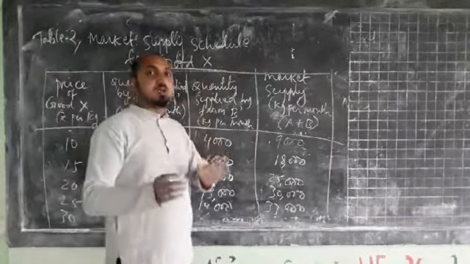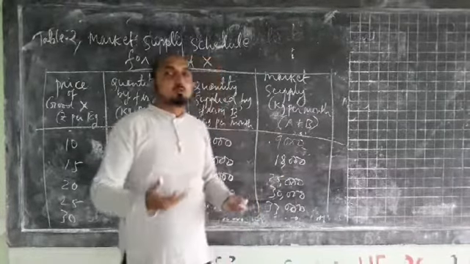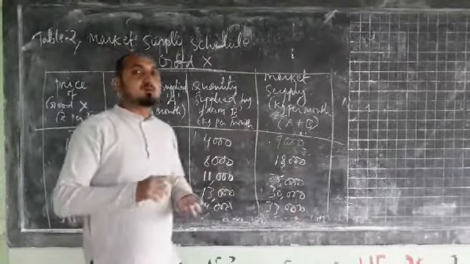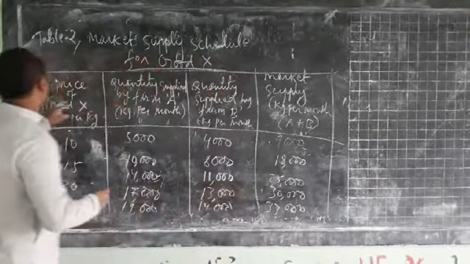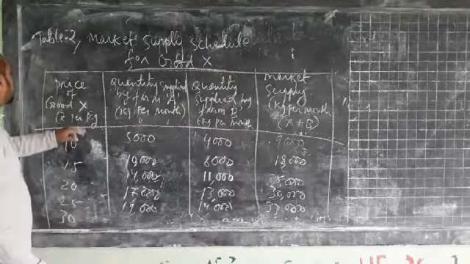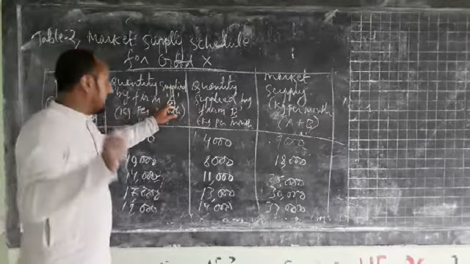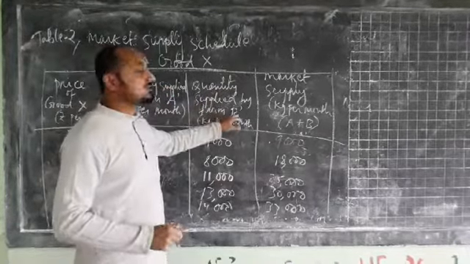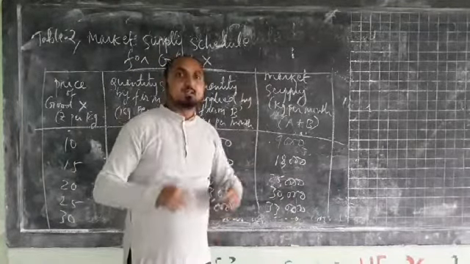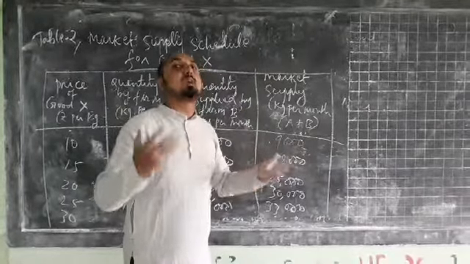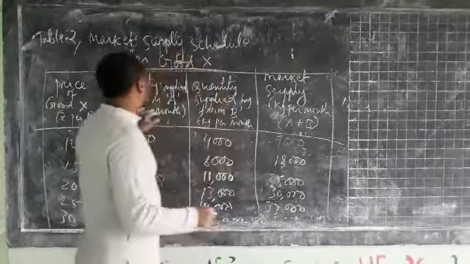As I have already mentioned, in the case of market supply, the quantity will be supplied by more than 2 or 3 producers. In the case of individual supply, only one producer or individual producer will be supplying the commodity. So here I have taken one example. The price of good X per kg is given there. The quantity supplied by firm A, meaning producer A, the first producer, and the quantity supplied by producer B. In the case of the market supply schedule, it is also a tabular representation where the quantity will be supplied by many producers. For simplicity, we have considered here two producers, firm A and firm B.